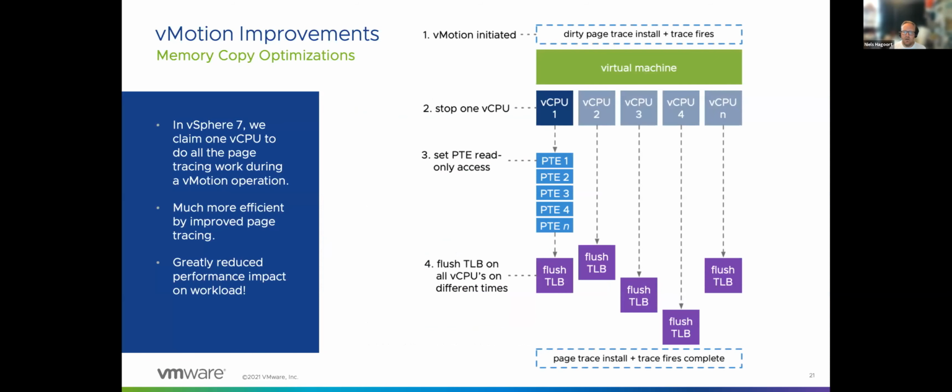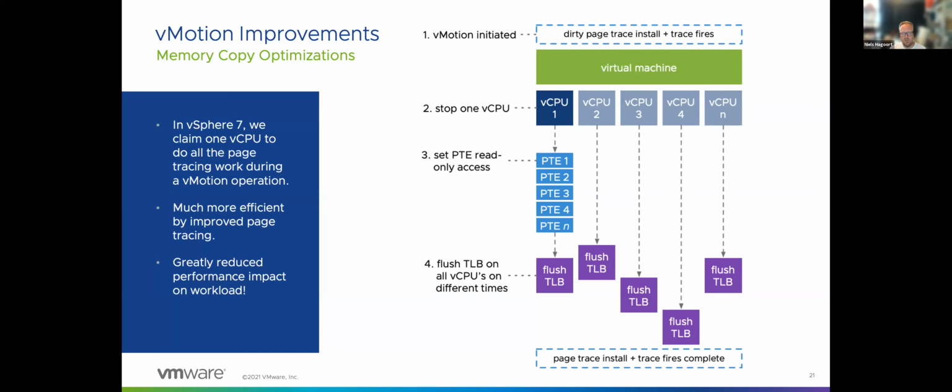So in vSphere 7, what we have done is basically looked at that logic and said, what if we just claim one vCPU to do all the tracing work, while all the other vCPUs will just continue to do computations for that specific workload. By doing so, we greatly reduce the performance impact on the workload already. So vCPU 1 will make sure that it is entitled to set all the page table entries to read-only.